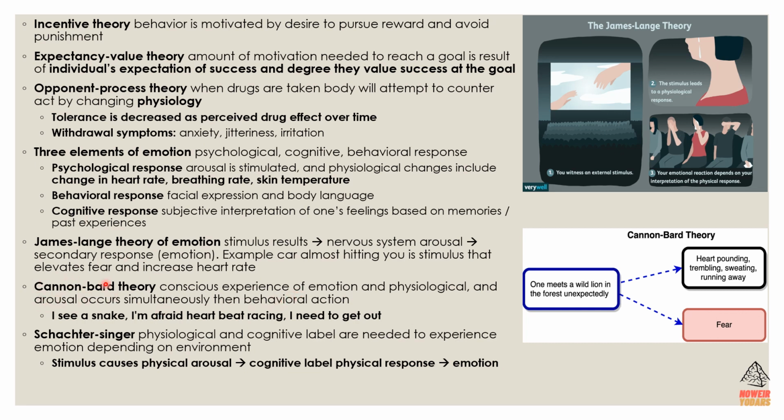Then you got Cannon-Bard theory. It's the conscious experience of emotion and physiological arousal. They all occur simultaneously, and then behavioral action. So let's say you see a snake, and then you experience emotion and physiological arousal. What am I going to do? I'm afraid. Sympathetic nervous system triggers. Okay, you need to act. Okay, behavioral action. You're scared, but behavioral action, I need to get out. That's Cannon-Bard theory.